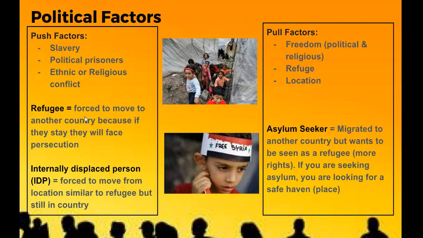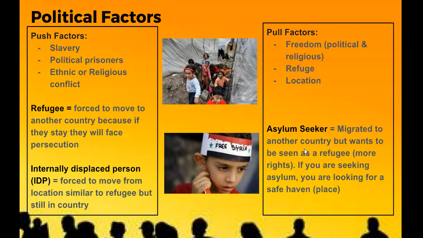And another kind of pull factor could simply be location. If you are a refugee and you're leaving your country, you might not really look at all this other stuff. You might just say, hey, I'm going to go to the closest country. That could be the pull factor, is location, because you are what a lot of people are referring to as an asylum seeker. You've migrated to another country, but you want to be seen as a refugee.